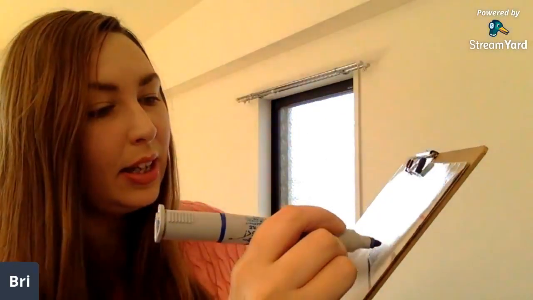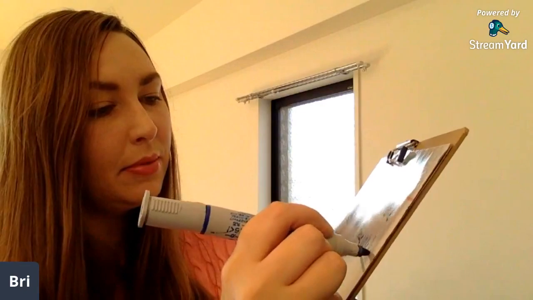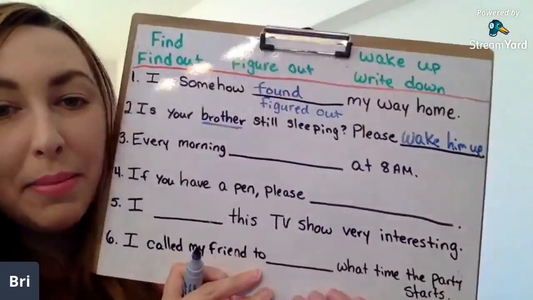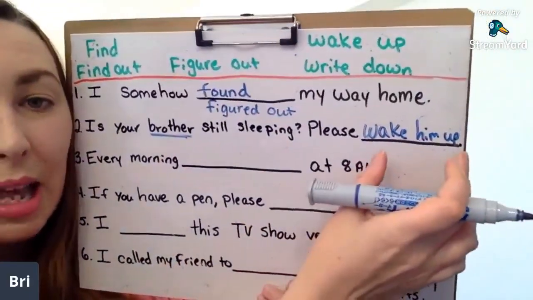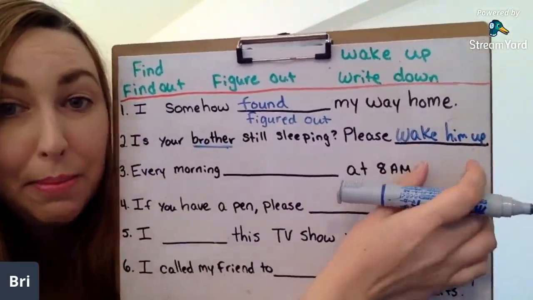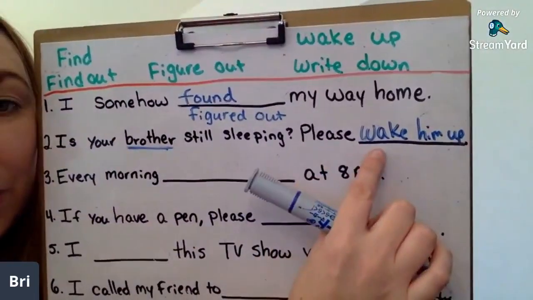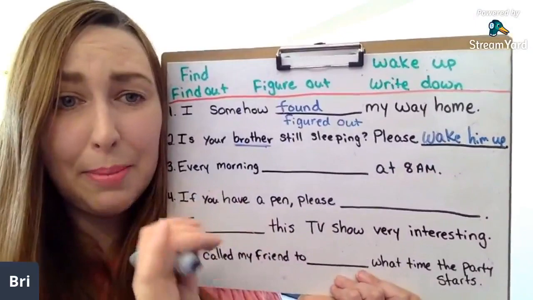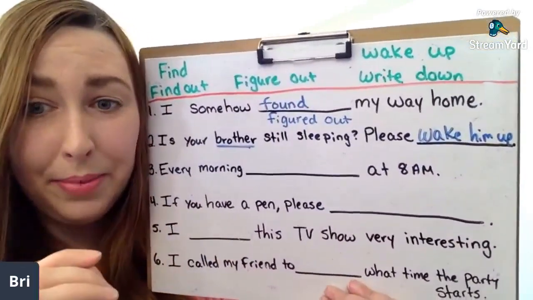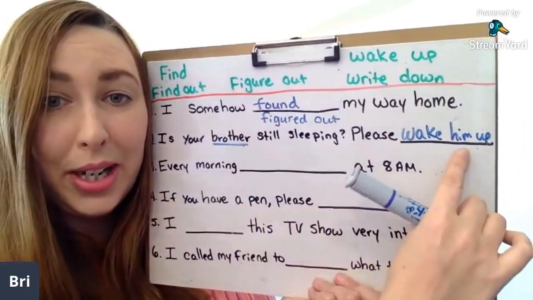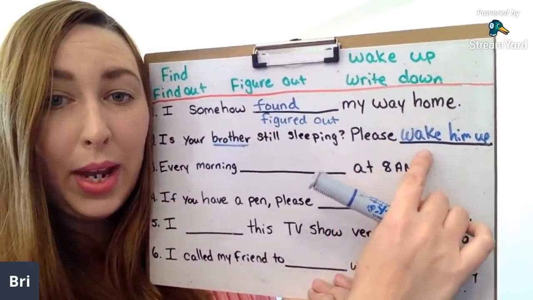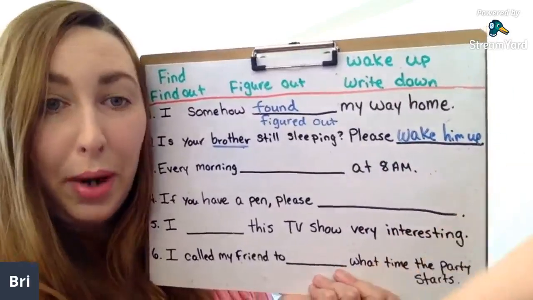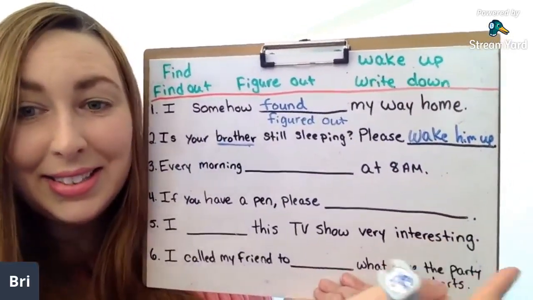Wake him up. Please wake him up. So this is a separable phrasal verb. Separable. Can you see that? Please wake him up. Okay? We wouldn't say please wake up him, right? We would put the object in between. Please wake him up, or please wake up your brother could be correct. All right?